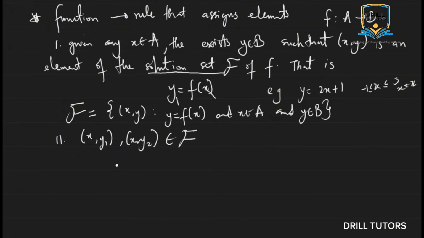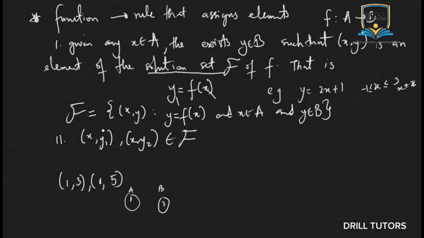So it means that in this case, let's say you have 1 comma 3 and you have the same 1 comma, let's say 5. So what do you think is happening here? This is a case of one to many, right? It means that you have 1 in the domain mapping to 2 elements in the codomain, 3 and 5, and we already said it, that is not allowed for a function. That is not allowed for a function.